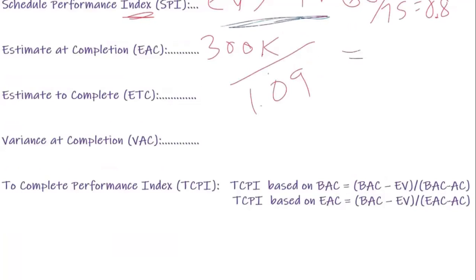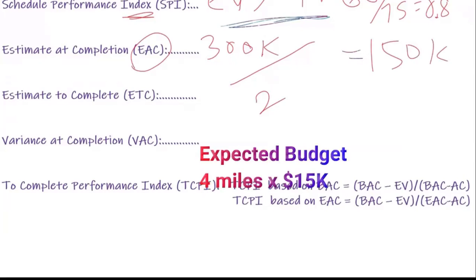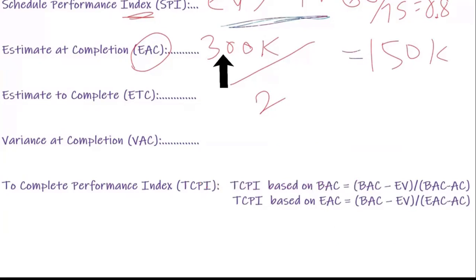So imagine if your CPI was 2, what would happen? If you write 2 here, if that's your CPI, then your estimate at completion would be 300 divided by 2, and it'll give you 150,000. And that would make sense if for the 4 miles you spent, instead of spending 60,000, you spent 30,000. That means you're spending half the money and you're getting the job done. So basically, a $300,000 job would finish at $150,000. All right. So this is why you put the CPI in the bottom. This is why it needs to be in the bottom.